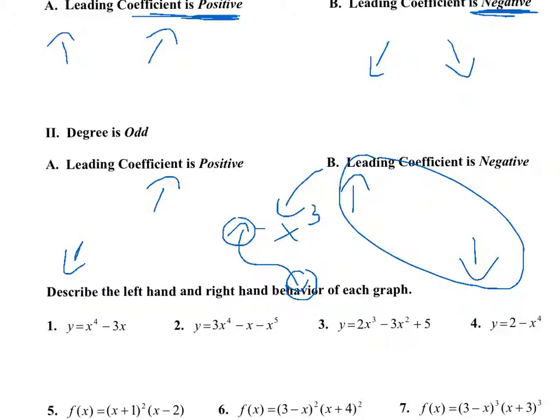All right, is the degree even or is it odd? I know if it's even, they either both go up or they both go down. If the degree is odd, one's up, one's down. And to know which one it is, we just look at the leading coefficient.